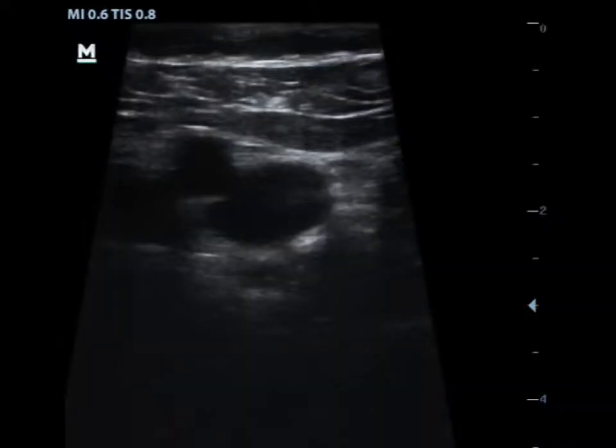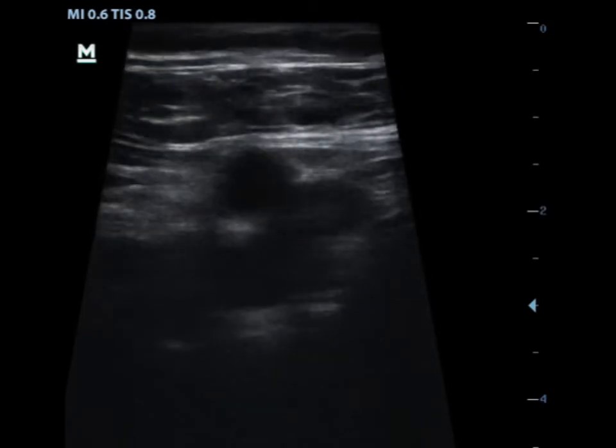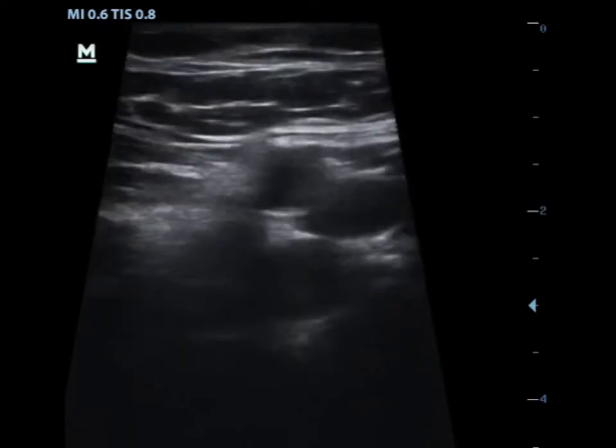We're going to move back to the right side again. In this case, we still have the common femoral vein, the superficial femoral artery, and the deep femoral artery, and we're going to slide again a little more distally to see now how the common femoral vein becomes the superficial femoral vein and the deep femoral vein. You can see it's one, and now it's just split into two.